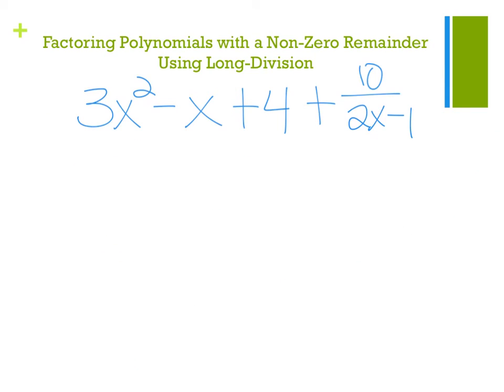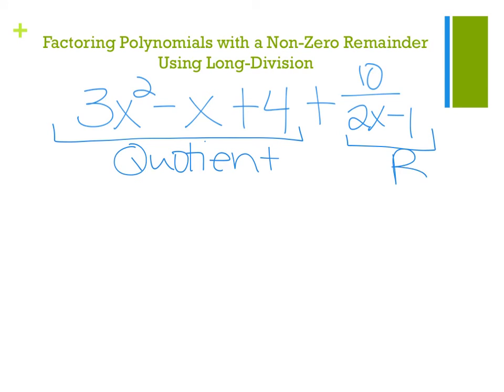So to summarize our answer here, our quotient right here was 3x squared minus x plus 4, and our remainder was 10, and then our divisor was 2x minus 1. So when we're done, we add to the quotient, and unless my remainder is 0, then I don't have this term here. But if we don't get a remainder of 0, then we have to add on to that the remainder divided by the divisor.